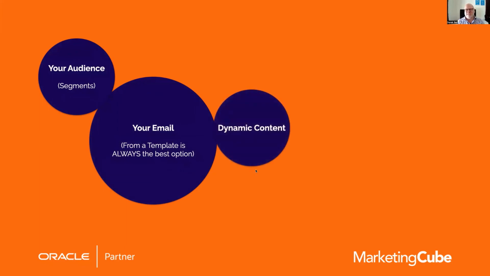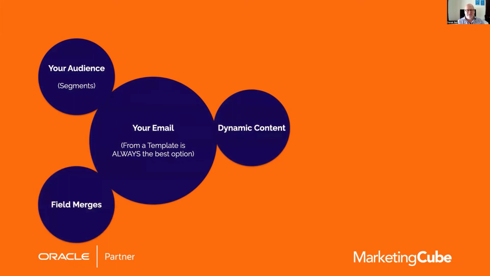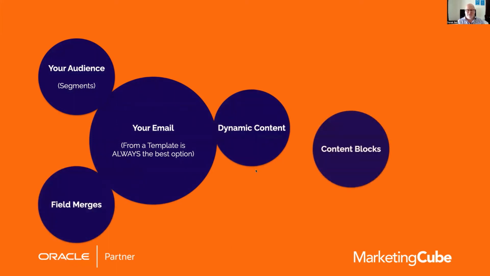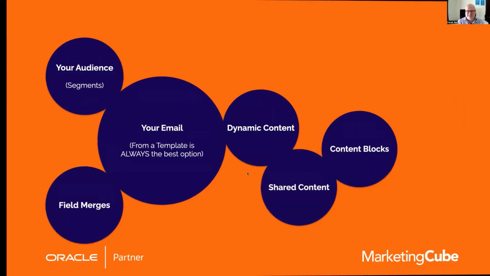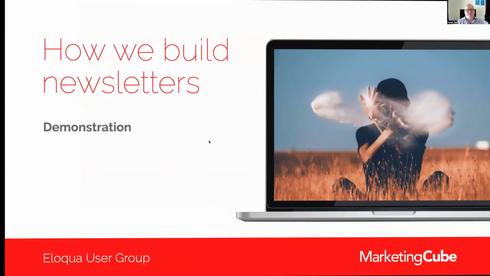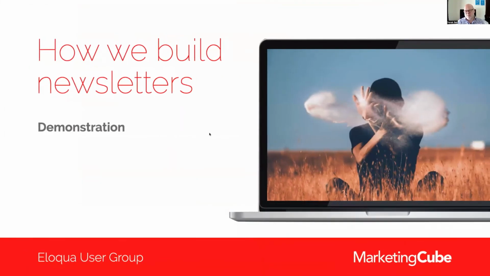And then we're going to look at things like dynamic content, field merges, content blocks, and maybe even shared content as well. Kind of looks like Mickey Mouse there, doesn't it? But dynamic content, content blocks, shared content, field merges, all of those things will come together to help us build out what we're going to do. So a little bit of magic here.